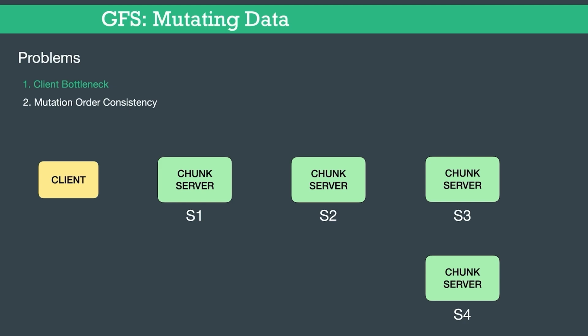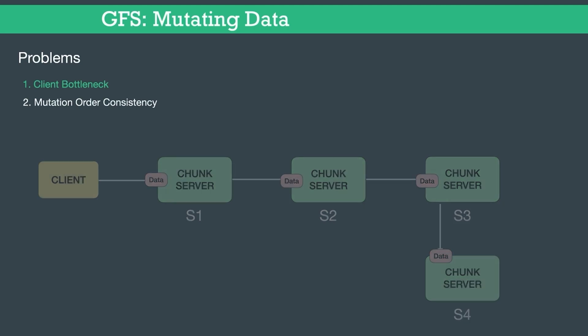Suppose the client is sending data to chunk servers S1 through S4. The client sends the data to the closest chunk server, let's say S1, which forwards it to its closest chunk server of the remaining three, say S2. Similarly, S2 forwards it to S3 or S4, whichever is the closer one, and so on.